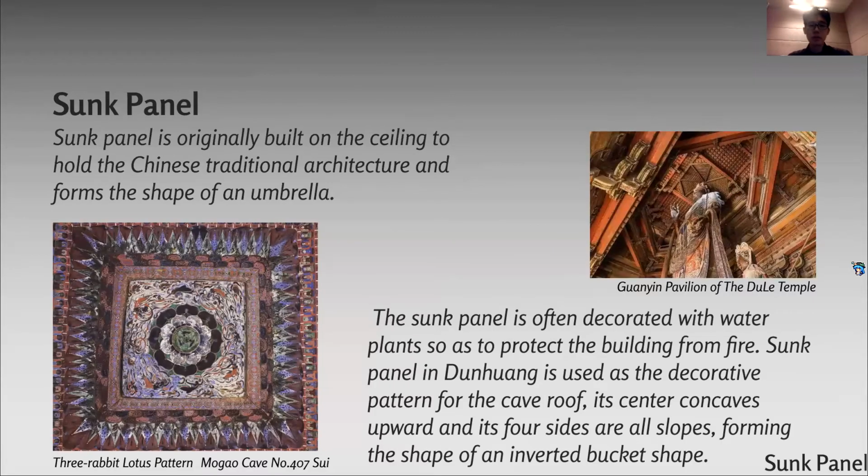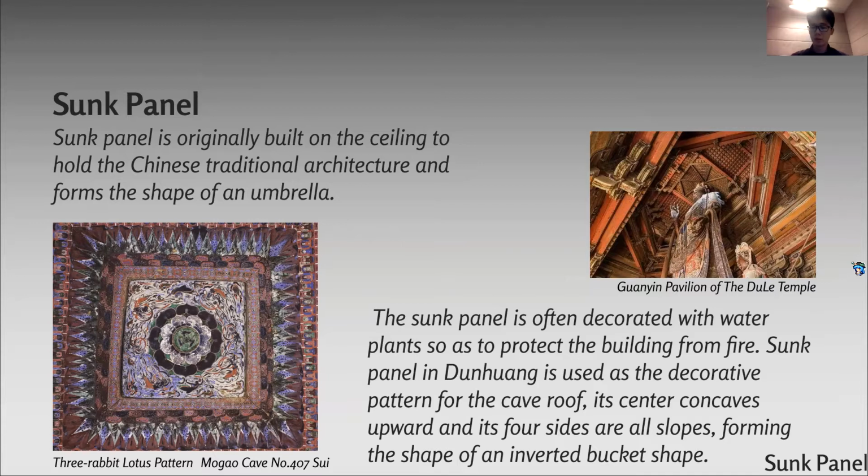Sunk panel is originally built on the ceiling of Chinese traditional architecture and forms the shape of an umbrella. On the right, you can see the sunk panel in the Guanyin Pavilion of the Dule Temple. It is the earliest sunk panel in China that we can find. The sunk panel is often decorated with water plants, so as to protect the building from fire. As you can see in the picture on the left, there's a lotus in the center, and this is a very symbolic representation of a water plant, often used in sunk panels.